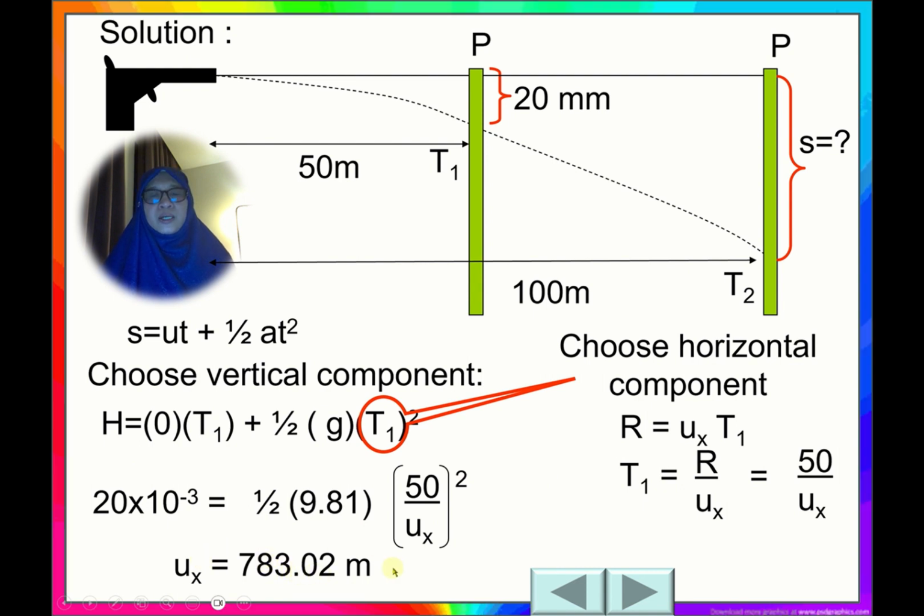Okay, so you rearrange the equation, you get the UX 783.02 meter. So we haven't come to the final question. For the question asked for S, so we don't round it off yet.